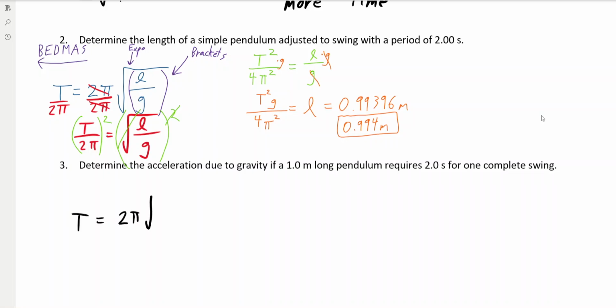All right, so we are going to try to solve this one for what? Well, we're trying to find the acceleration due to gravity, and we're given the length of the pendulum, and we are also given the time it takes.